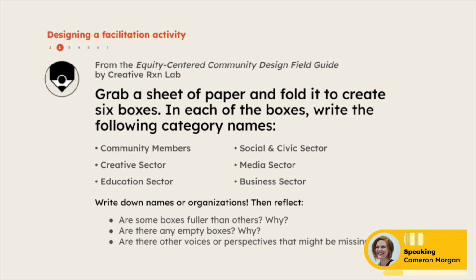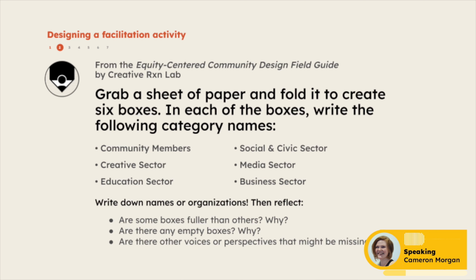So I'm going to uplift an activity here from the Creative Reaction Lab from their Equity Center Community Design Field Guide. It's a great resource if you haven't checked it out. But they suggest that when thinking about your audience, try grabbing a sheet of paper or working on an online whiteboard and create 6 boxes for yourself. They suggest these categories, so community members, people in the education sector, social and civic sector, but you can be flexible with what those categories are depending on your conditions. Once you have those categories assigned, try writing down names or organizations that fall under those categories.